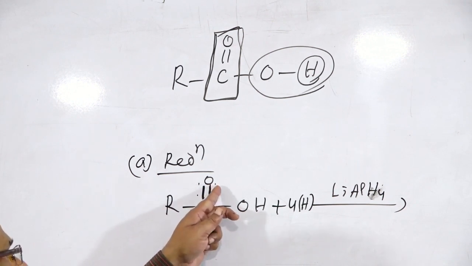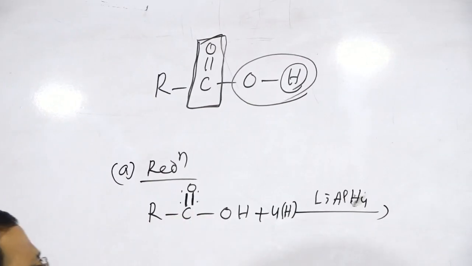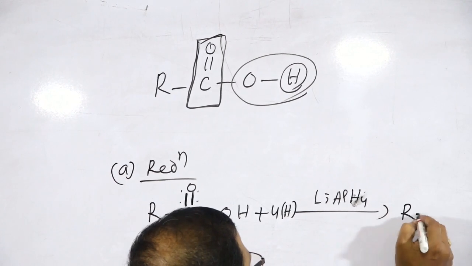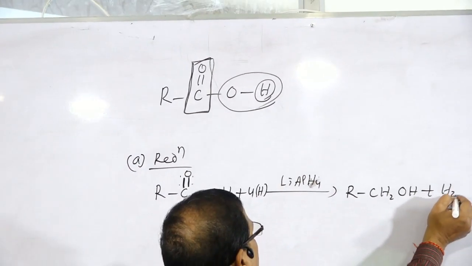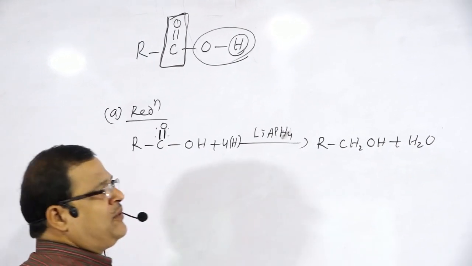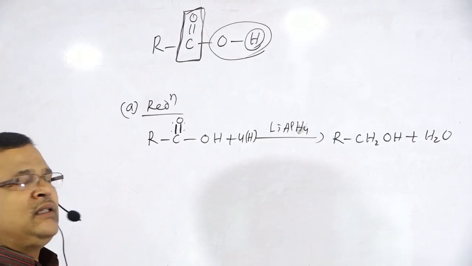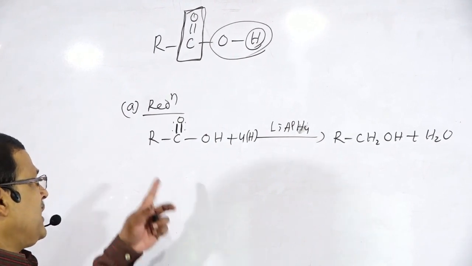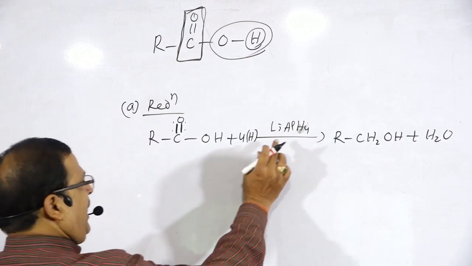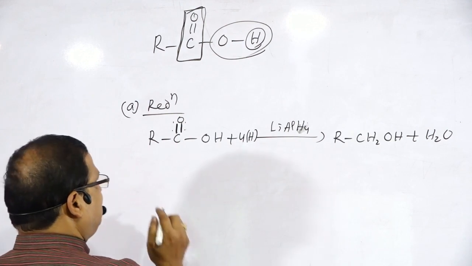RCH2OH plus H2O, that is water. RCH2OH is the formula for alcohol, that is monohydric alcohol, that is your primary alcohol. So on reduction with LiAlH4, there is the formation of primary alcohol.